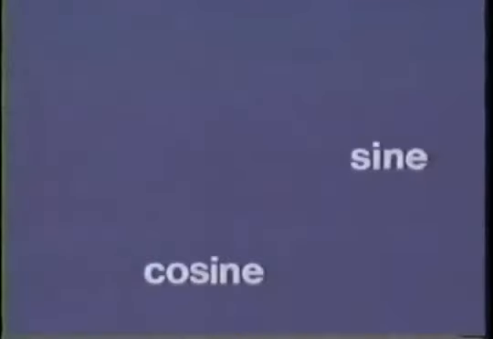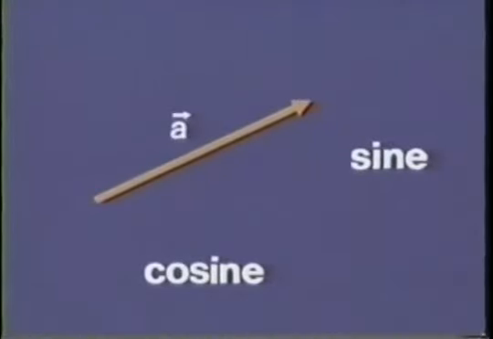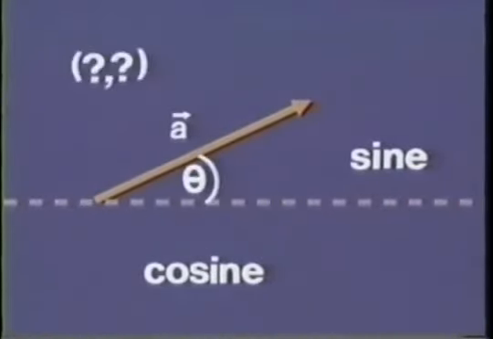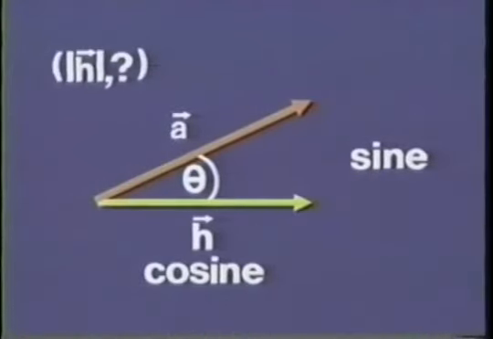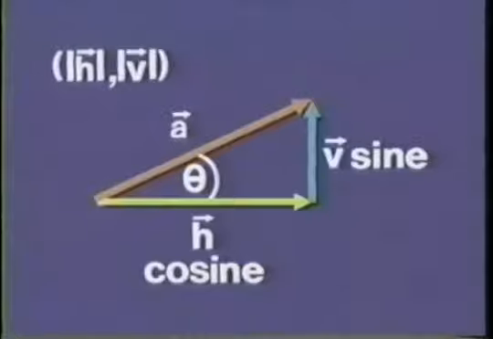Up until now, we've been resolving vectors on a grid. We simply counted. But even without a grid, we can still resolve vectors. All we need is a couple of new tools, sine and cosine from trigonometry. In this next example, we're going to find the components of a vector when there is no grid. We'll call the horizontal component H and the vertical component V.